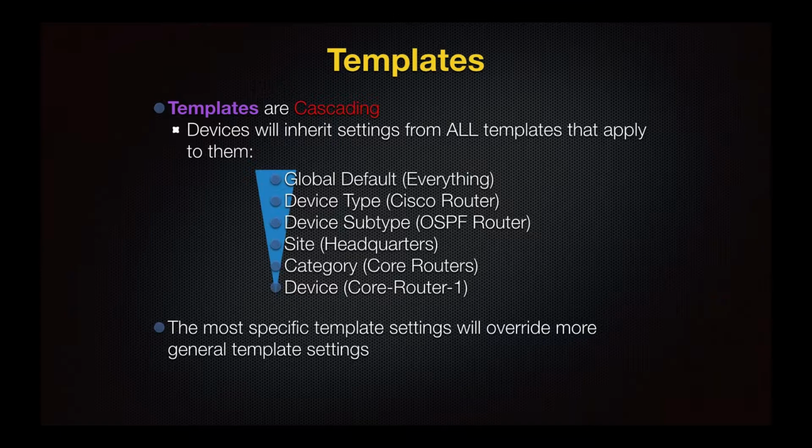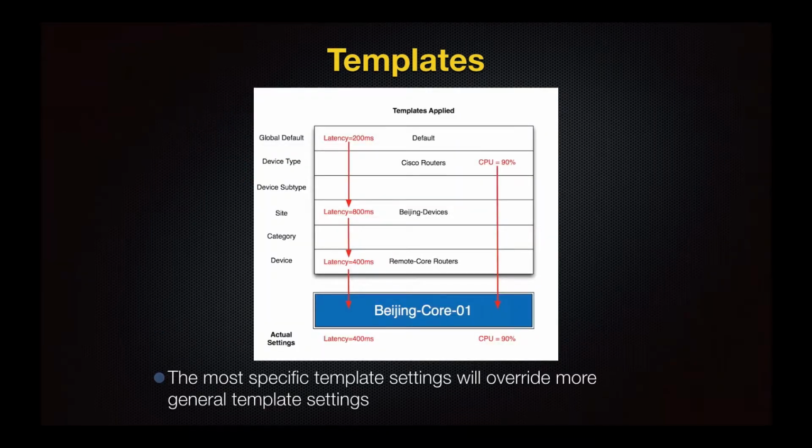For example, if I have a global default latency threshold, and then there's a CPU threshold set at the device type level, but then I've changed the latency because of the site that this is at, and changed it again on this particular device, you can see that the way the latency will cascade down is that the most specific setting is the one that actually gets applied to the device.